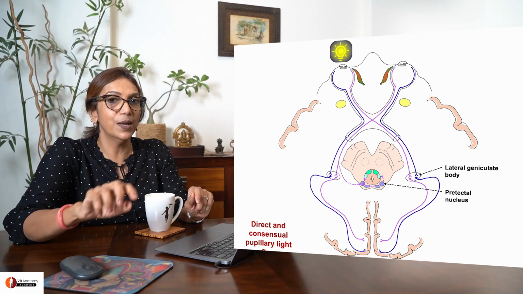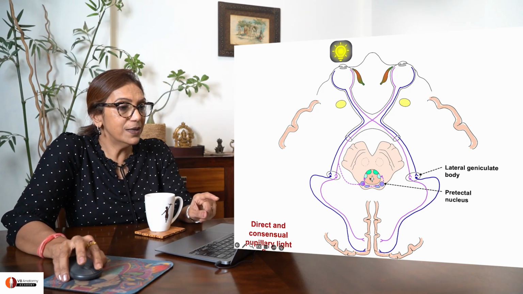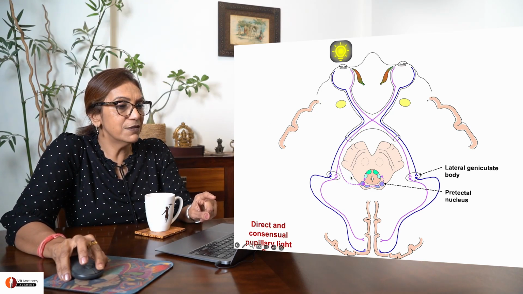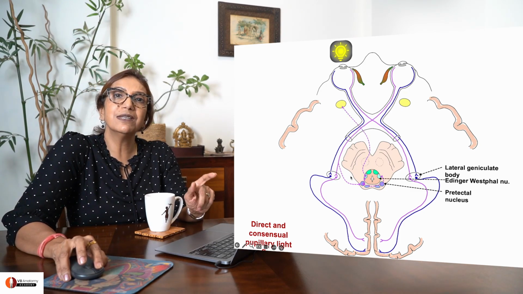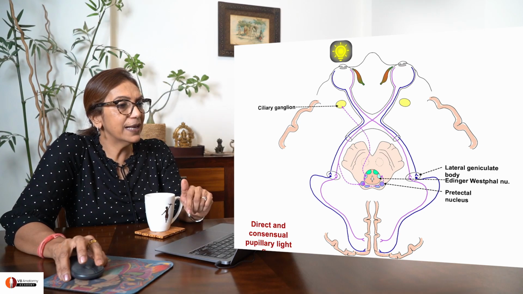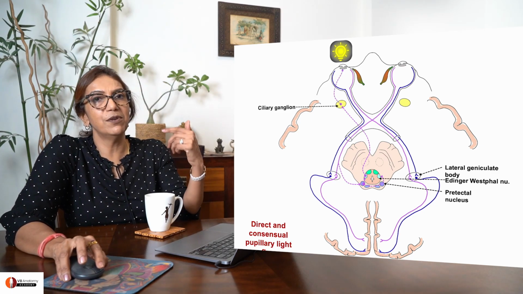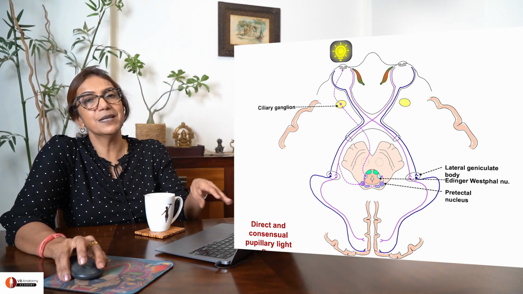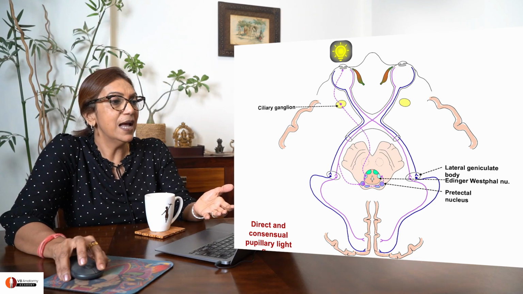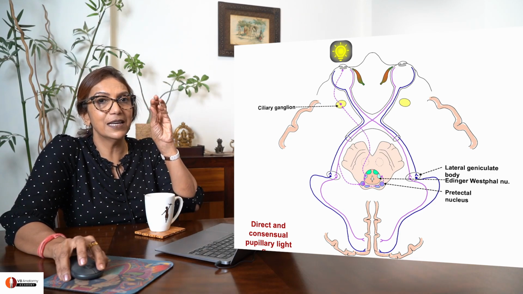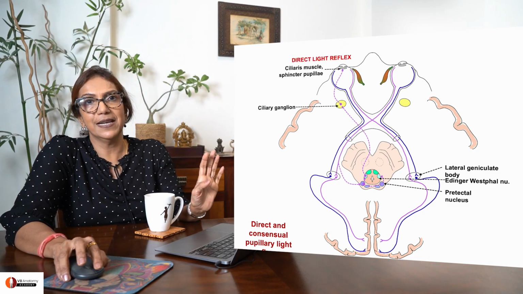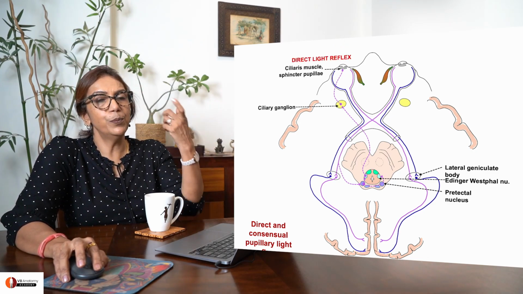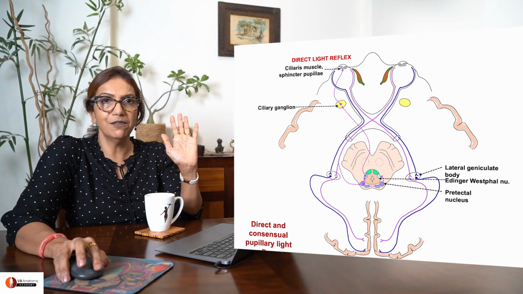Light is there, okay, in this eye. What does this Edinger-Westphal do? It gives rise to preganglionic parasympathetic fibers that travel to the ciliary ganglion. Postganglionic parasympathetic fibers travel to ciliaris muscle and sphincter pupillae, and the pupil of that side constricts. This is called direct light reflex. Right? So you put light, the pupil constricted, fine.